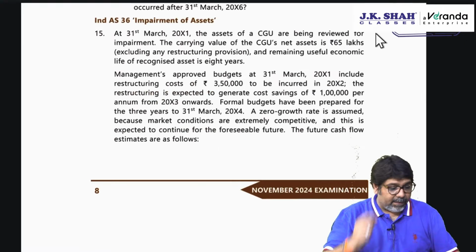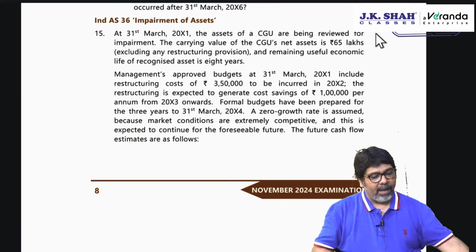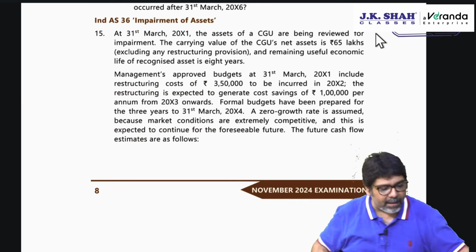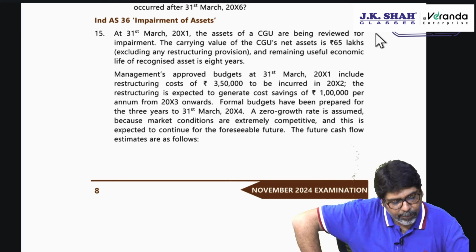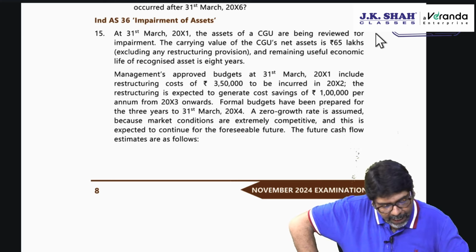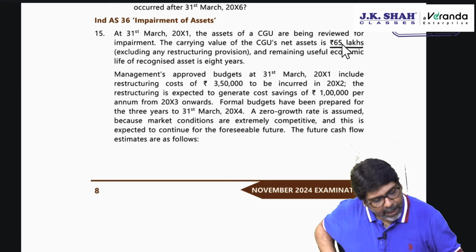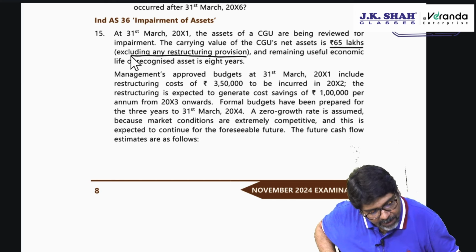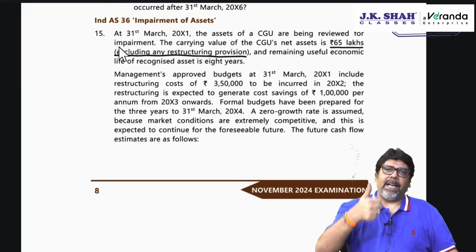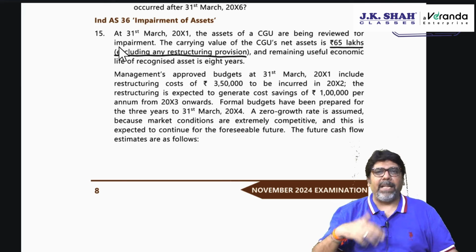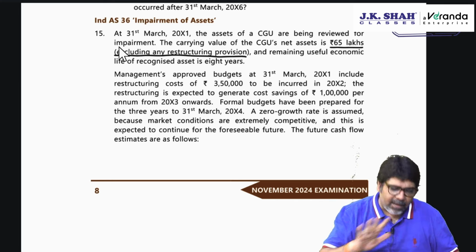In Day 30, question number 15, that is impairment of asset. At 31st of March 2001, the assets of the CGU are being reviewed for impairment. The carrying value of the net CGU is 65 lakhs, excluding any restructuring provision. Restructuring provision can be created as per Ind AS only if the plan is ready and approved. That means they have complete intention of doing restructuring. Then only they can create a provision for restructuring, else not.